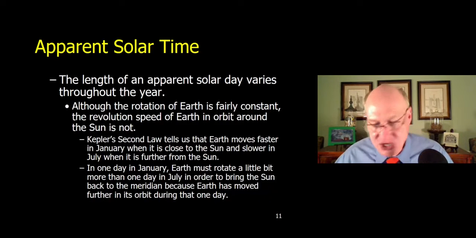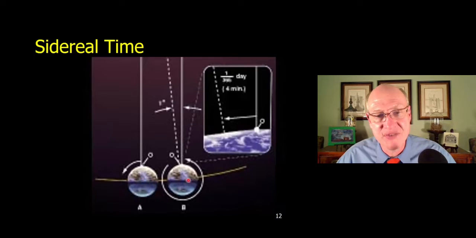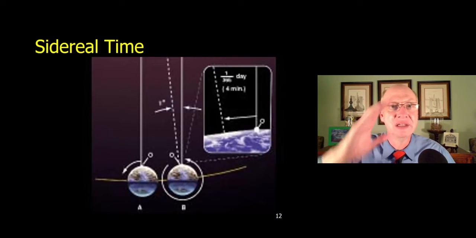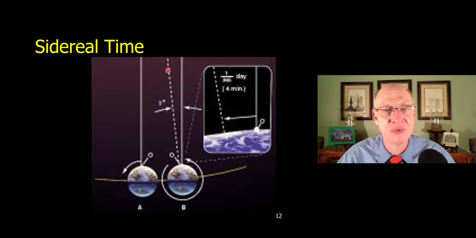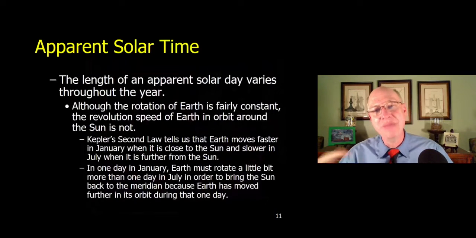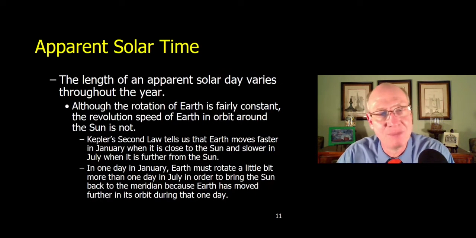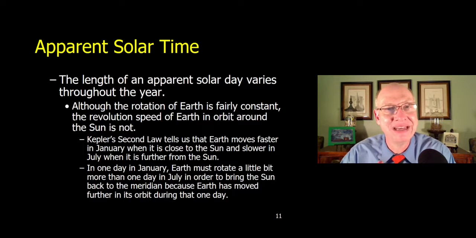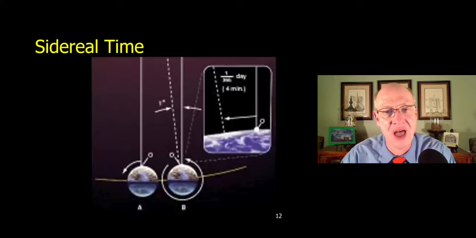And so in one day in January, when the Earth is moving faster, the Earth has to rotate a little bit more to get the sun to come back to being high overhead. And when we are farthest from the sun in July and the Earth is moving slower, then the Earth doesn't have to turn as much to bring the sun back. What this means is the problem with apparent solar time is that the length of a day varies. And if you're using a mechanically regulated clock, a clock that has mechanics that are ticking off the seconds, as the days get longer or shorter, you will be constantly adjusting the speed with which your clock runs.